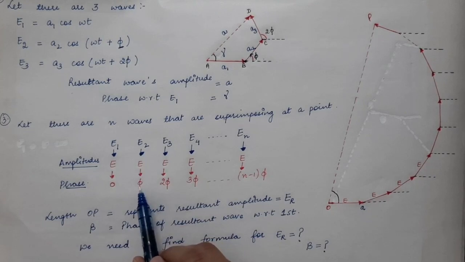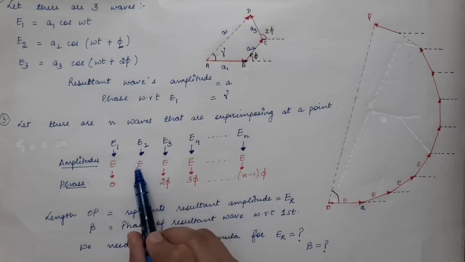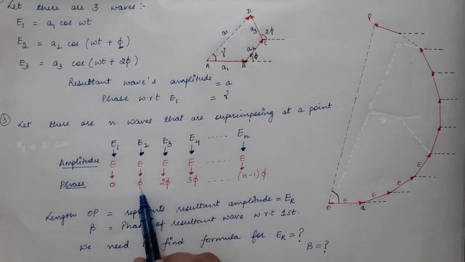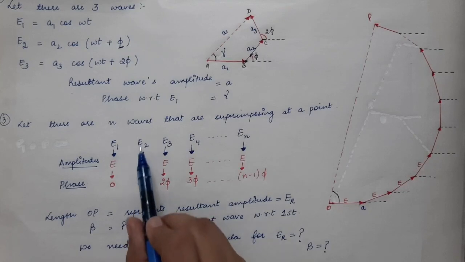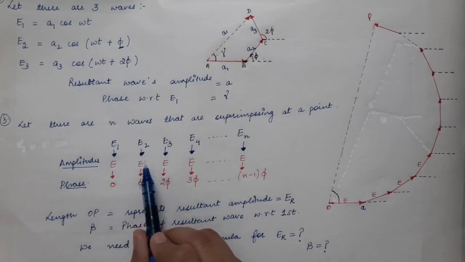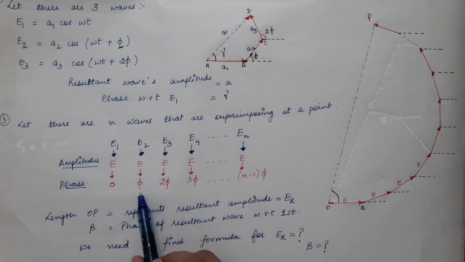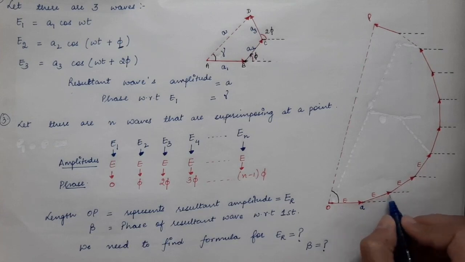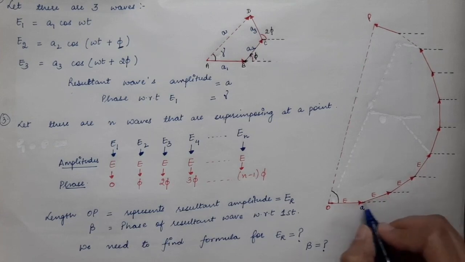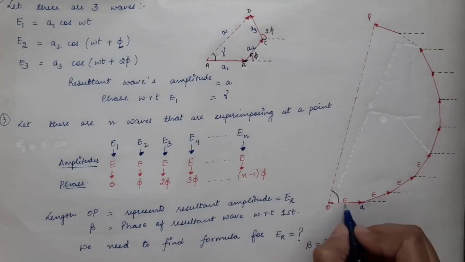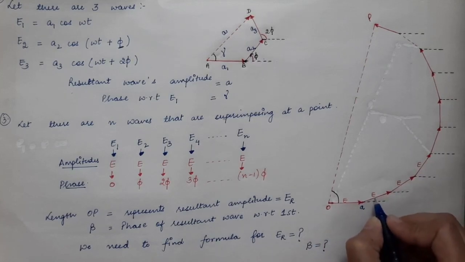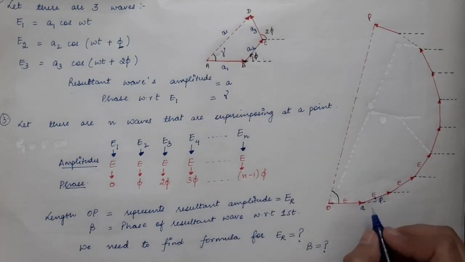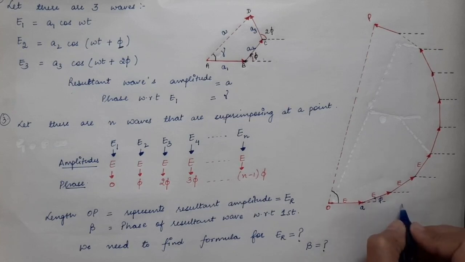Now the vector for the second wave will have an amplitude of E, that is, the length will remain the same, but it will be inclined at an angle of phi. So this second vector which represents the second wave will be inclined at an angle of phi with respect to the first. This vector which we have drawn over here is for the second wave, and it will have a length which is the same as that of the first vector, but it will be inclined at an angle of phi with respect to the first, or you can say with respect to the horizontal axis.